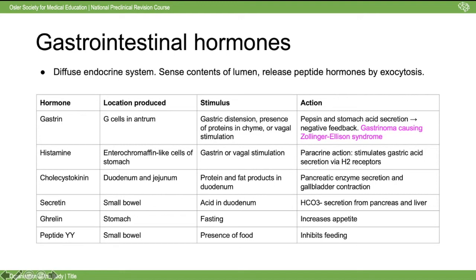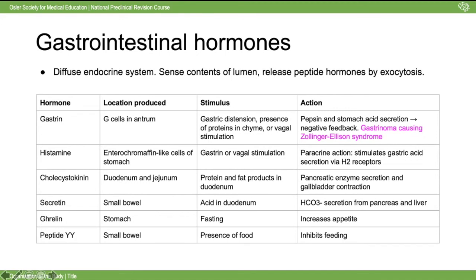So gastrin is produced by G cells in the antrum of the stomach, and its release is stimulated by gastric distension or the presence of proteins in the chyme or by vagal stimulation. And gastrin leads to pepsin and stomach acid secretion, and those have a negative feedback effect because the G cells are within the stomach itself. Once the stomach acid levels start to rise, that can be detected by the G cells, and they will reduce the amount of gastrin that they're producing.